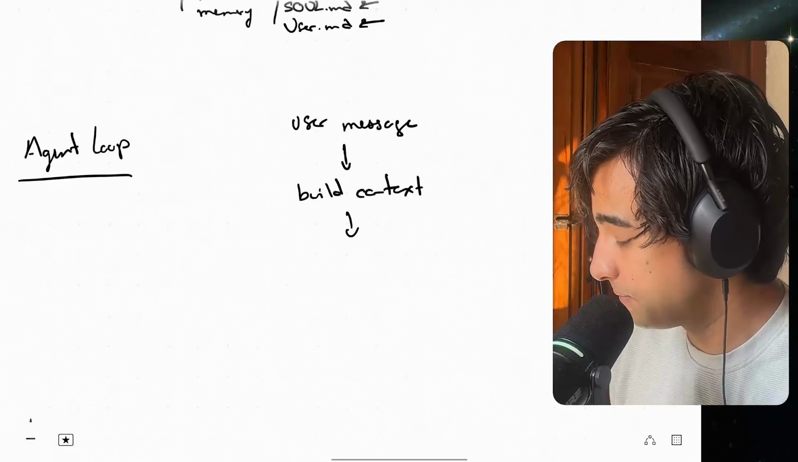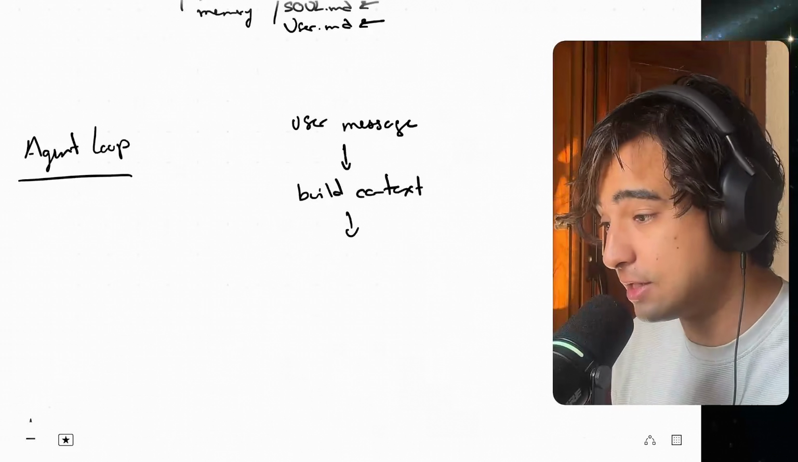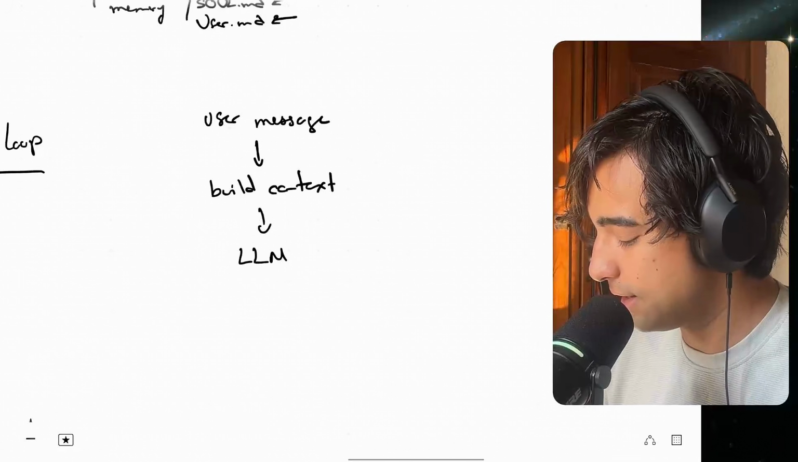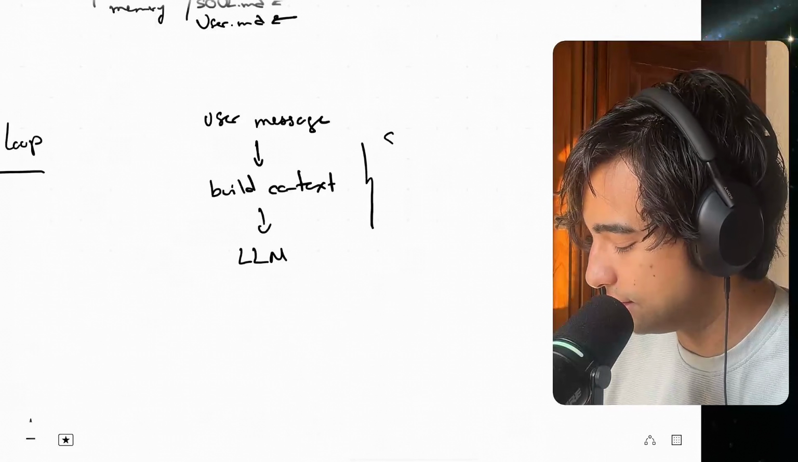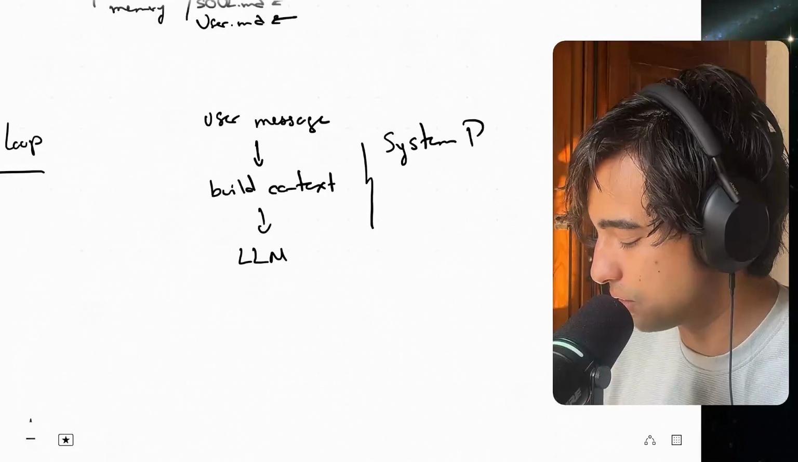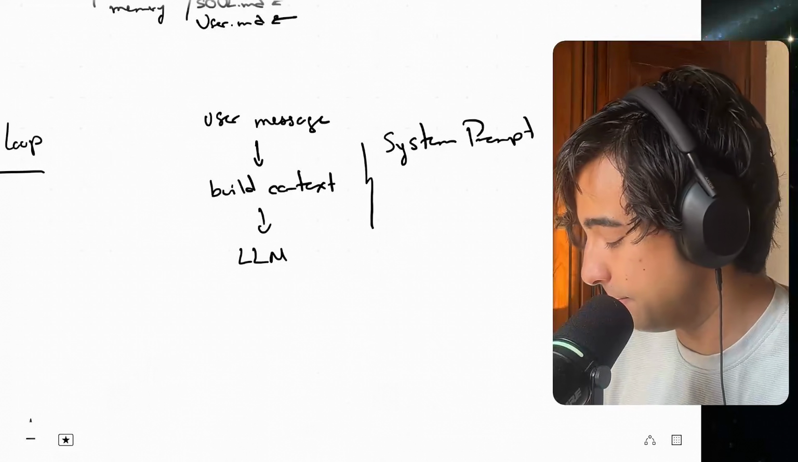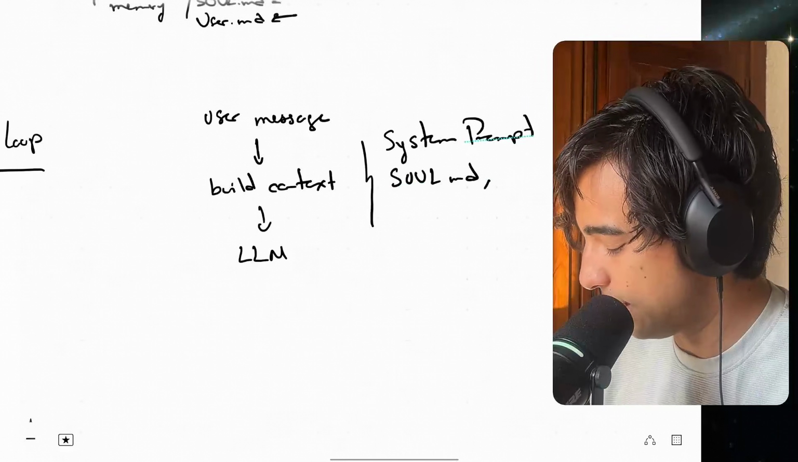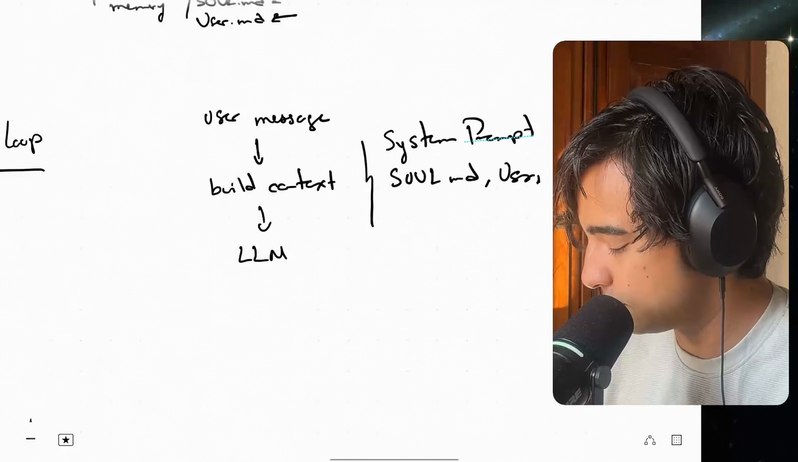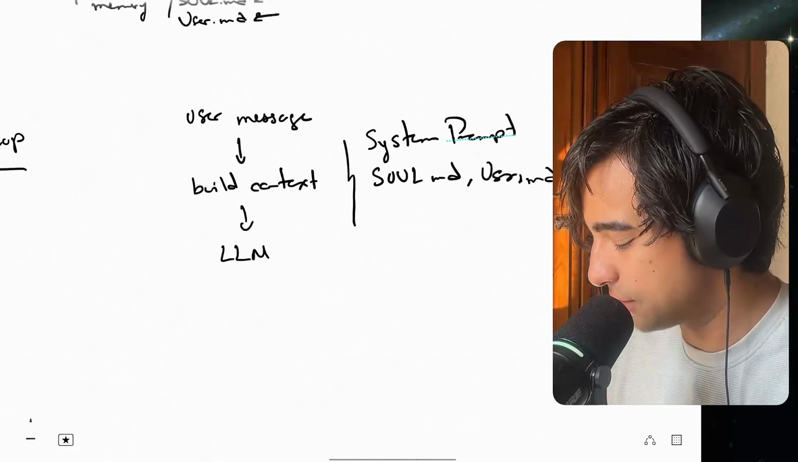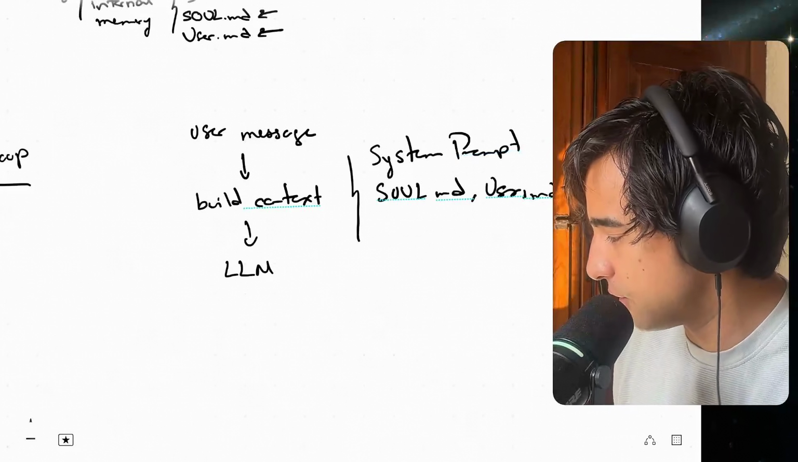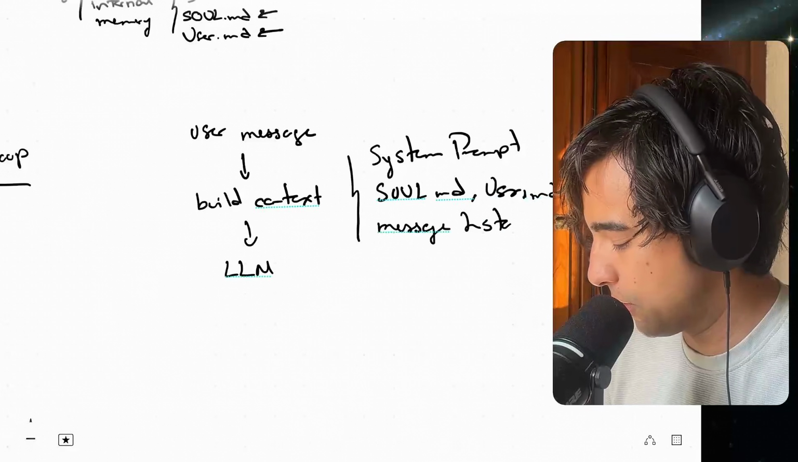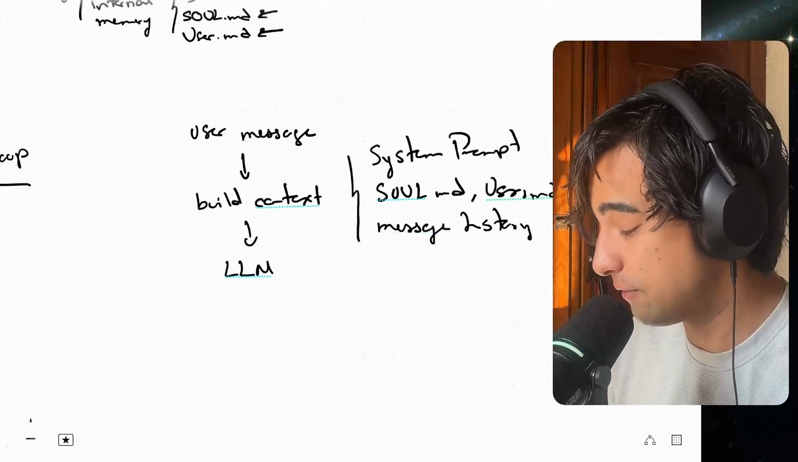And once that is done, the entire context and the messages history is going to be sent to the LLM. Right here in the context, by the way, we have the system prompt. We have all the soul.md files. We have the user.md files. We're going to talk a little bit more about the actual context in just a moment, but just to give you a quick idea, we have the message history.